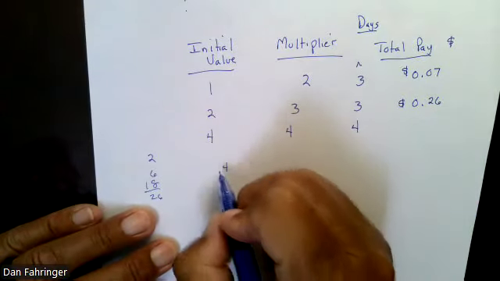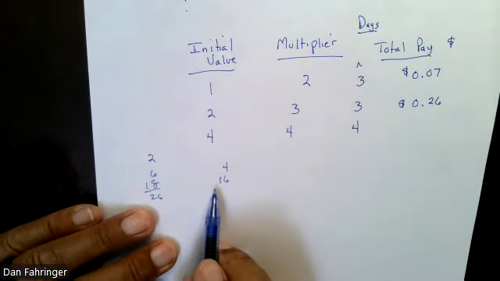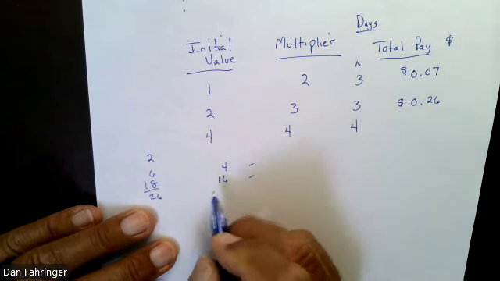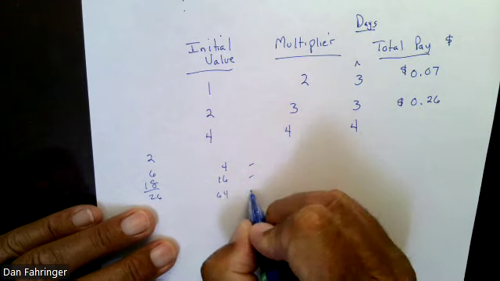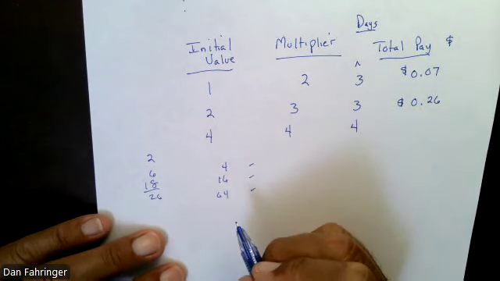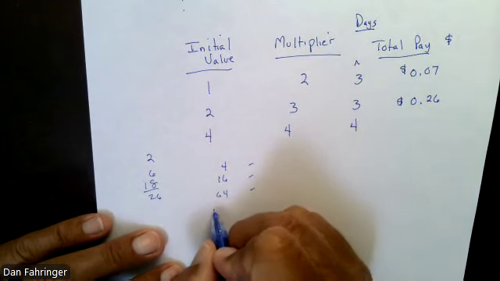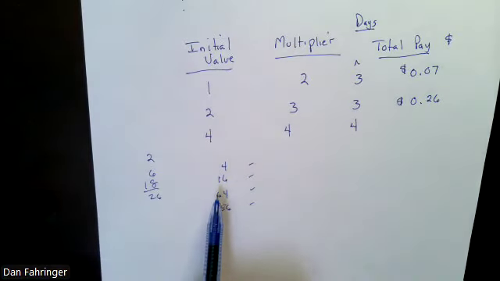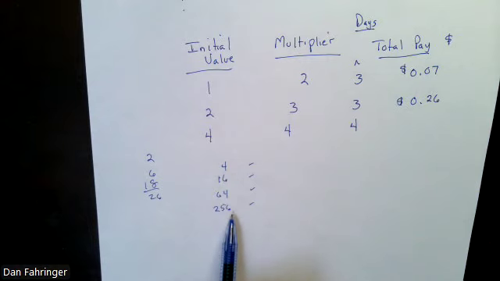Four times 4 is 16 times 4 is day 1. Day 2: 16 times 4 is 64, times 4 is 256. See, I'm getting a kick out of this because these are powers of 2: 2 squared, 2 to the 4th, 2 to the 6th, 2 to the 8th. We all know 2 to the 8th is 256.